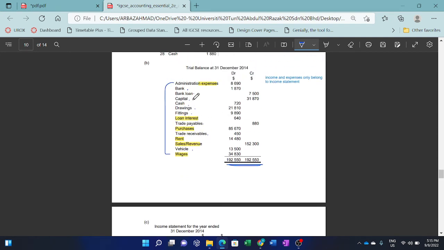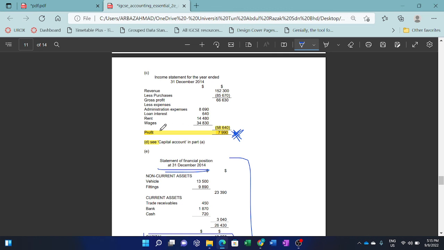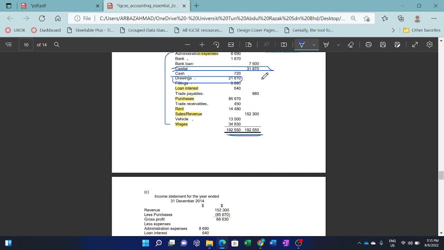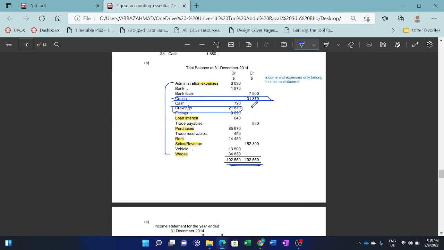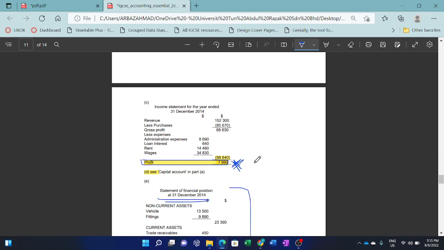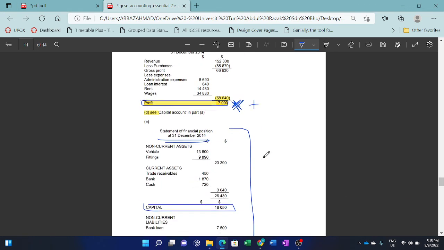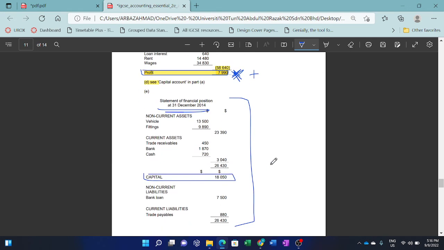If we see over here, our capital is 31,870. Okay, we take this, we minus our drawings, and we plus the profit. That's what we are supposed to do. We take our capital minus drawings and we plus profit. You should be getting this figure.